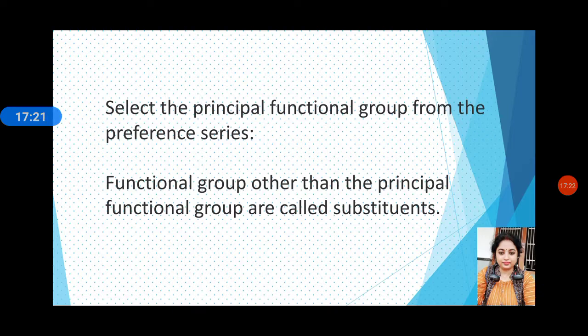Now, if more than one functional group is present, how will you identify to which one we have to give the lesser number? There is a preference series by which you can identify the main functional group. Functional groups other than the principal functional group are called substituents.